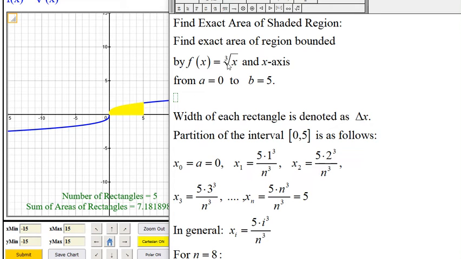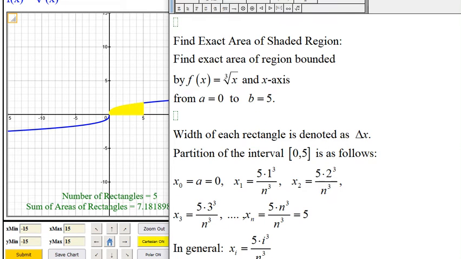Here we have the function of the cube root of x, and we want to find the area of the region bounded by the graph and the x-axis from 0 to 5. First we'll fill this shaded region with rectangles and find what's called a Riemann sum. That will approximate the area of the shaded region, and then we'll fill it up with an infinite number of rectangles and find the exact area.